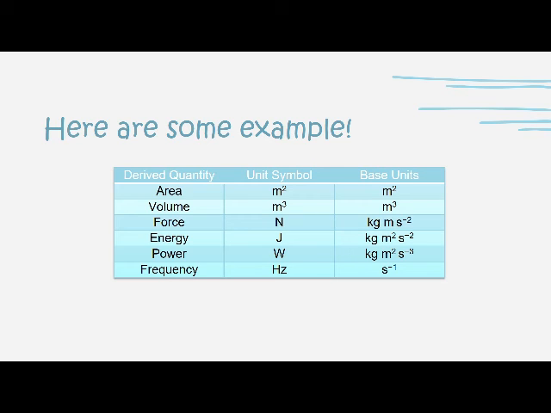To determine this quantity, we must use certain formulas that contain the principal quantities. For example, the quantity of force is derived from the principal quantities of mass, time, and length. And the unit of force is the product we call Newton.